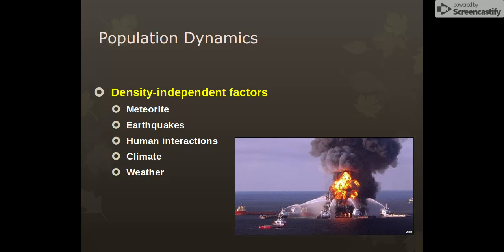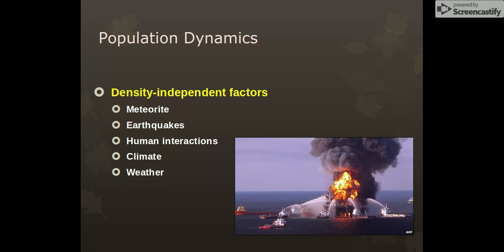We also see that there are density independent factors. These are things that are going to limit populations or decrease populations regardless of how many individuals there are. You get a meteorite come down. Okay, that's going to kill a bunch of individuals. Doesn't matter how many there are. Earthquakes, climate, all of these abiotic factors can kill individuals without it mattering how many there are.